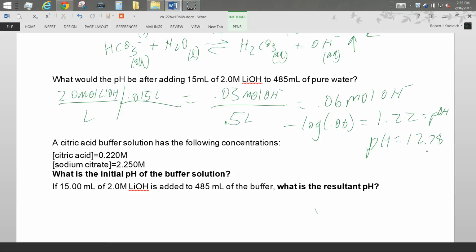We're looking at over 1 million. The pH changed by more than 5 orders of magnitude. So you're looking at a million change. It's a million times more basic.